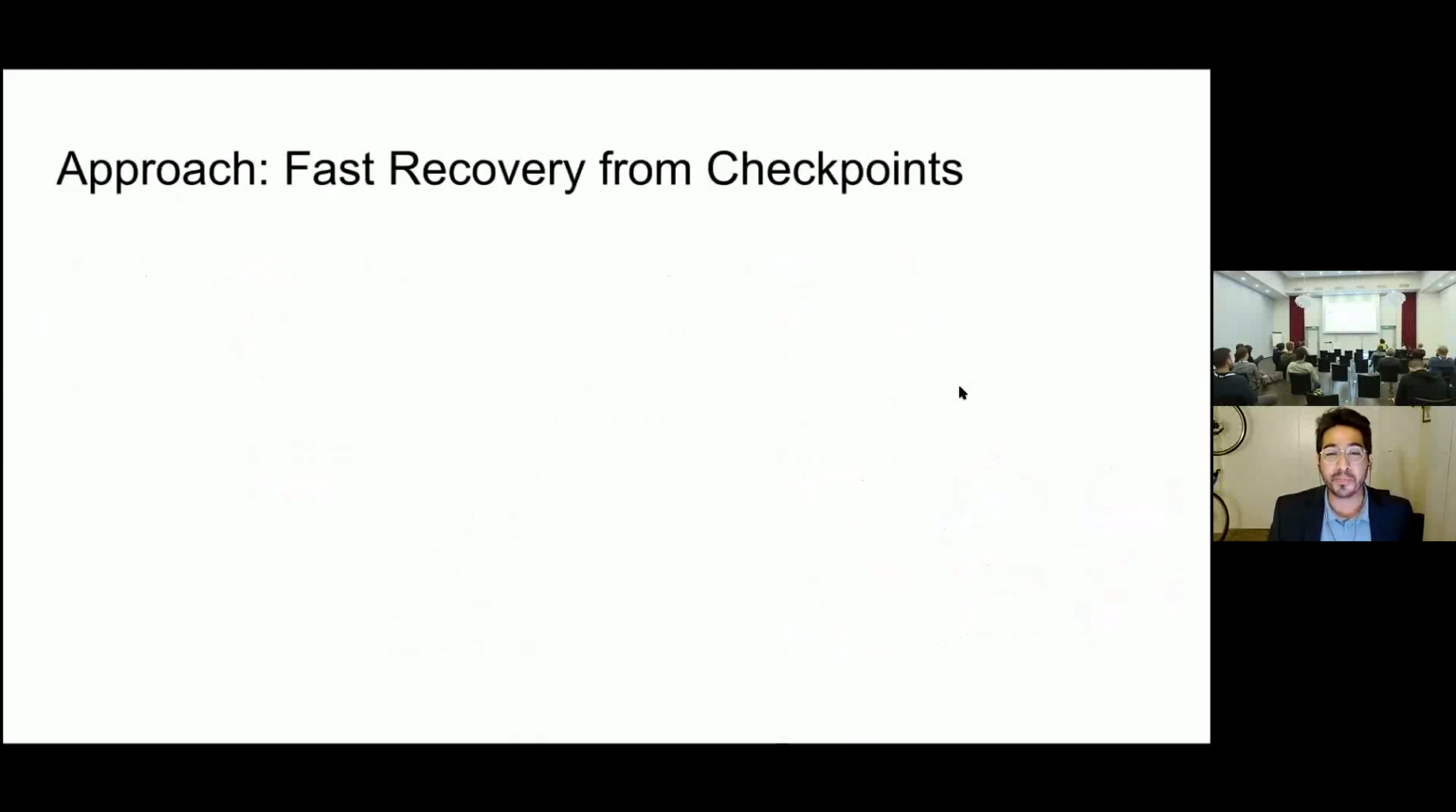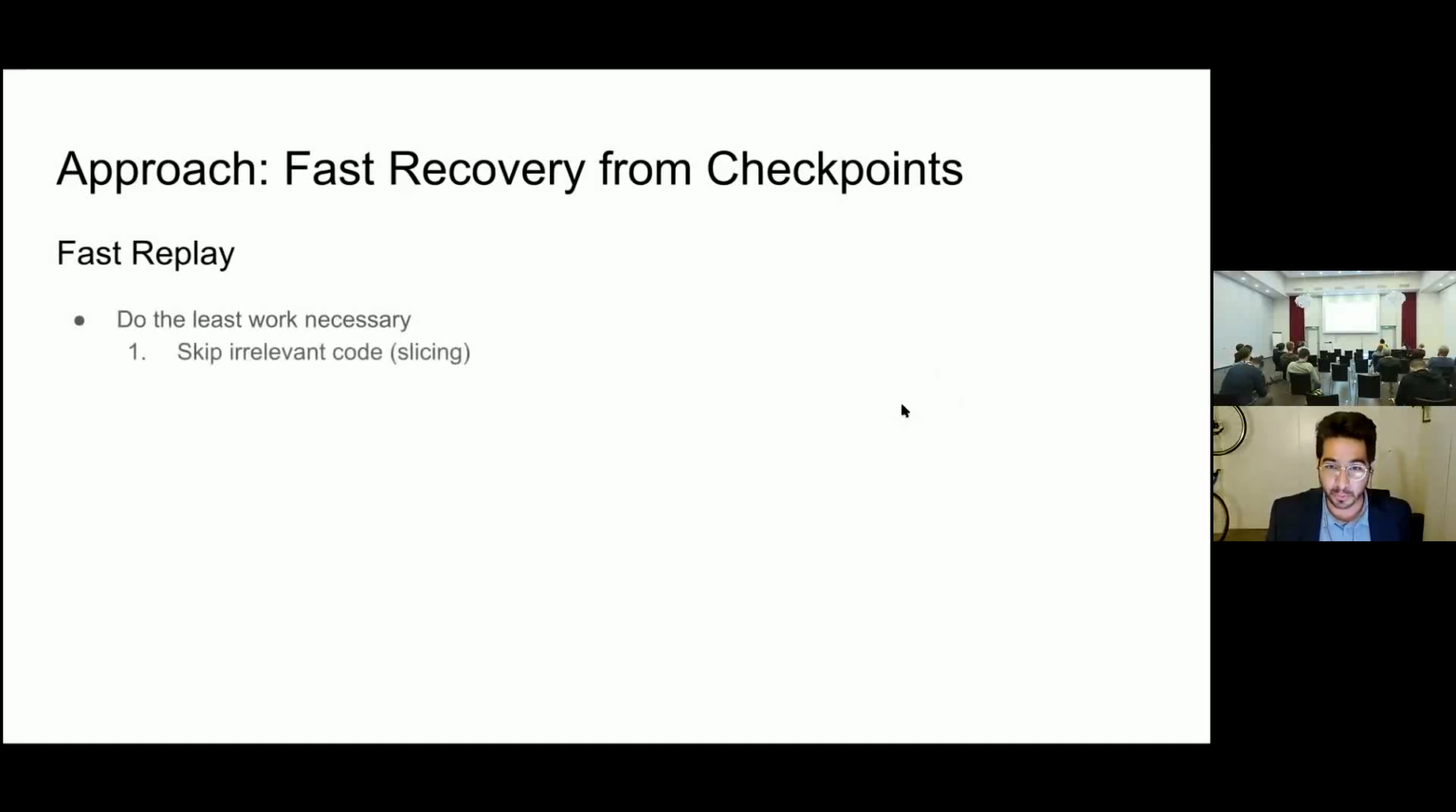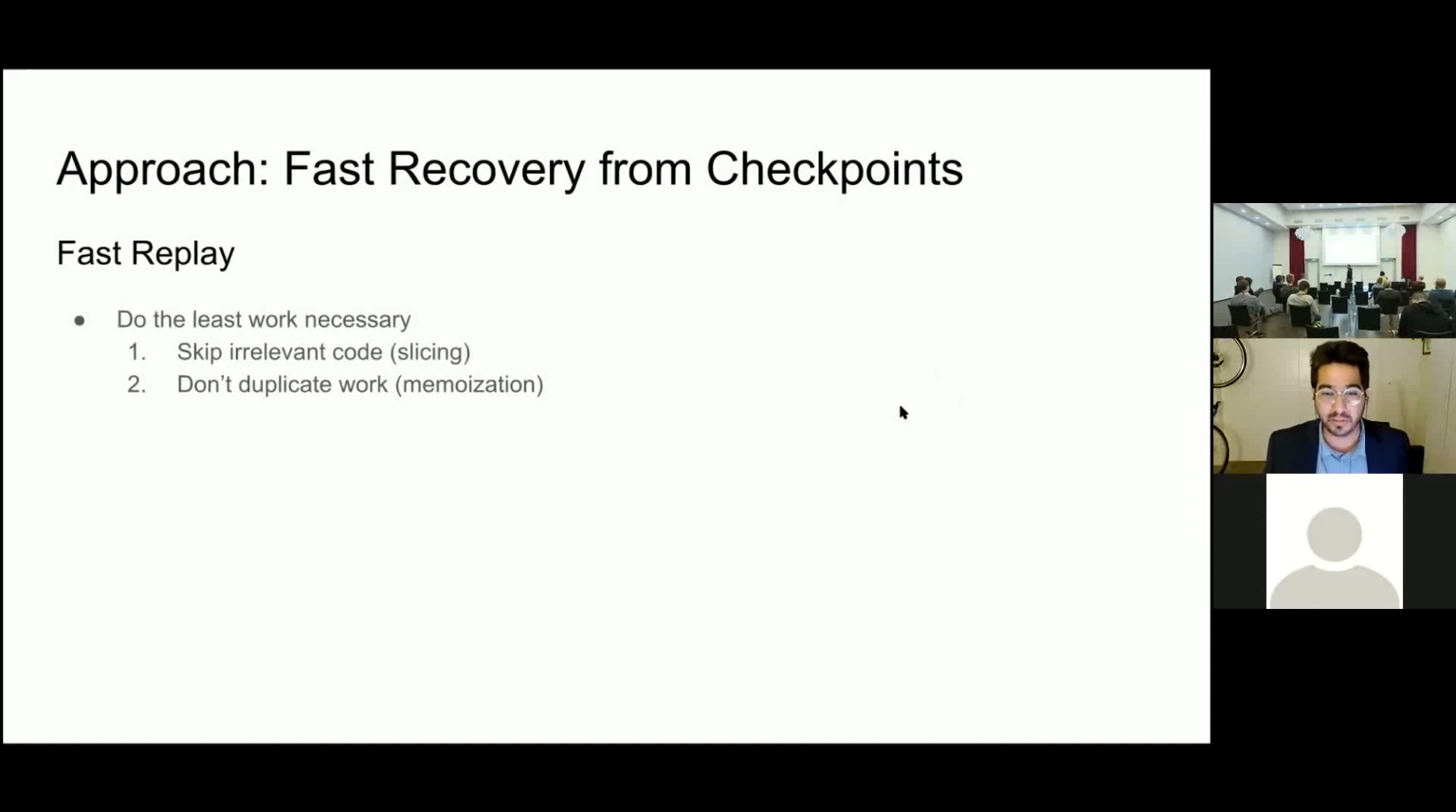Next, I'll give you a high-level overview of our solution for this problem and explain how we're able to lower this replay time from 7 hours down to 2 minutes. The goal is fast replay, not 7 hours, but 2 minutes. The way that we're going to achieve that is by doing the least work necessary. Skipping irrelevant code or program slicing is one example. And not duplicating work through memoization is another. Think about functions. If you've already run a function in the past on the same input and you save the value, you can just read the value instead of doing some computation.